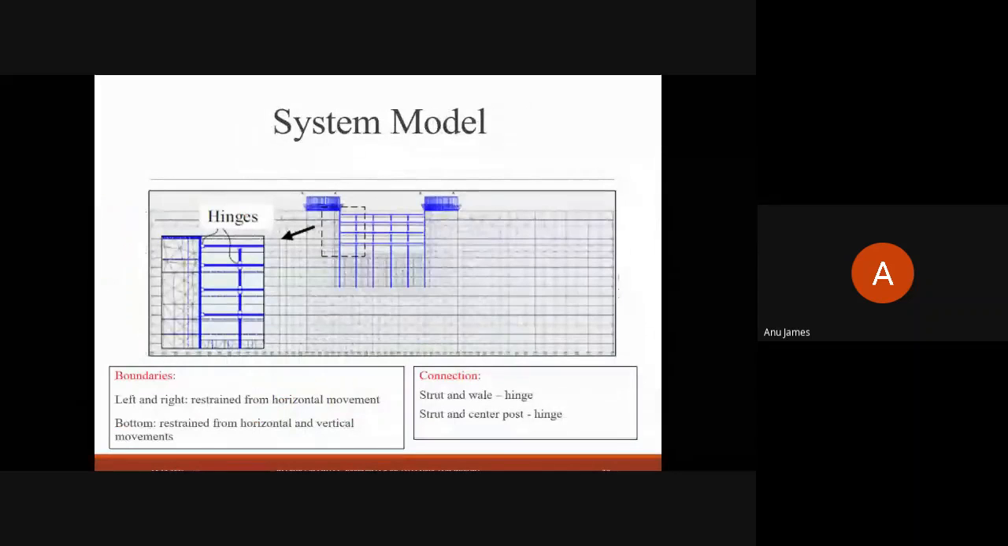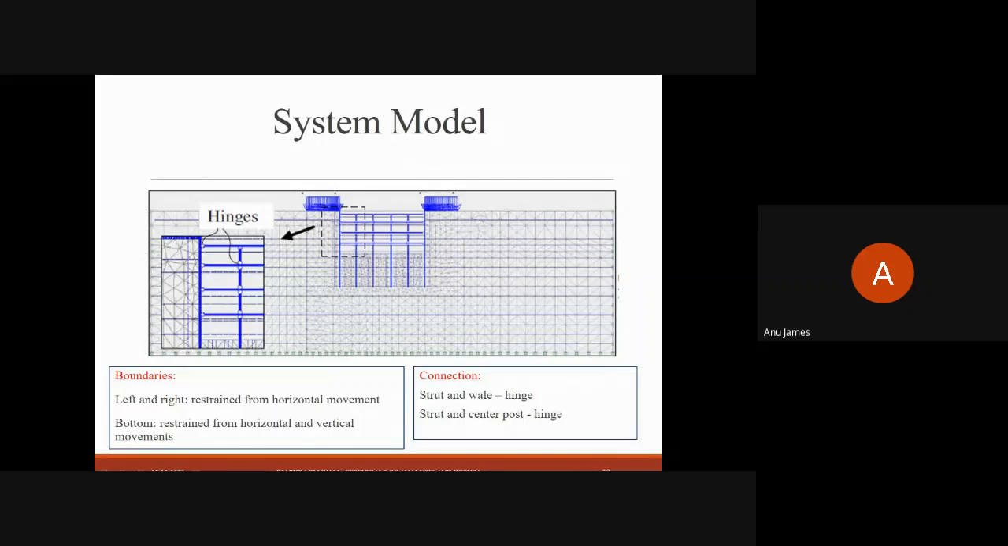This is a system model of a diaphragm wall from literature. The diaphragm wall and the supporting elements are modeled. Here the different connections, such as strut and wale connections and strut and center post connections, are given as hinges to facilitate the bending moment criteria, and the bolted connections between this center post and horizontal strut. Boundary conditions are provided as per the proposed field conditions. This is an example of the simple modeling of a diaphragm wall system.